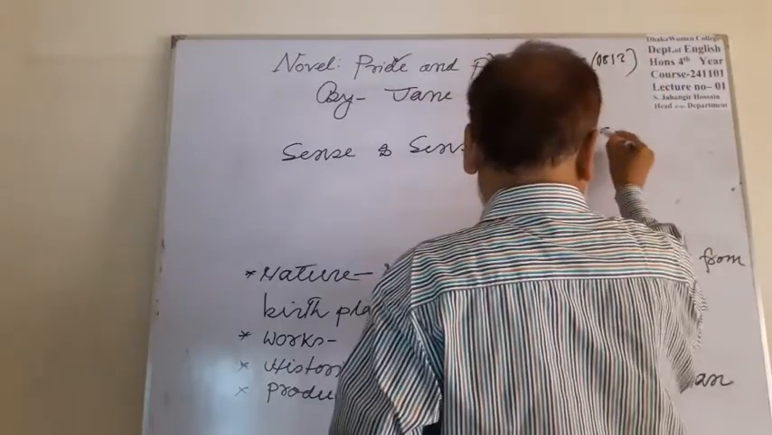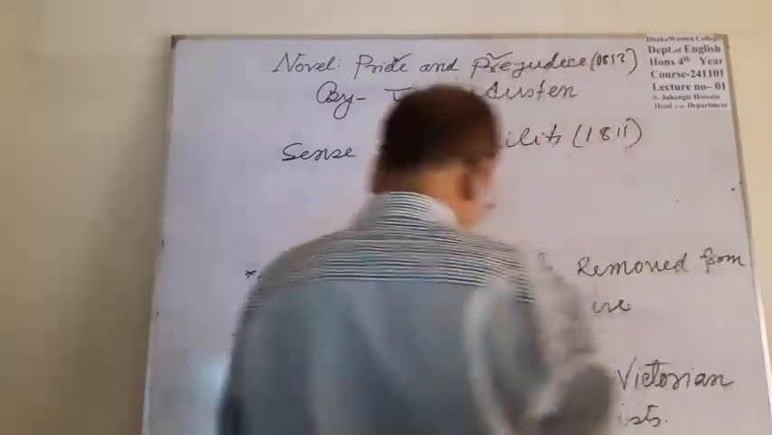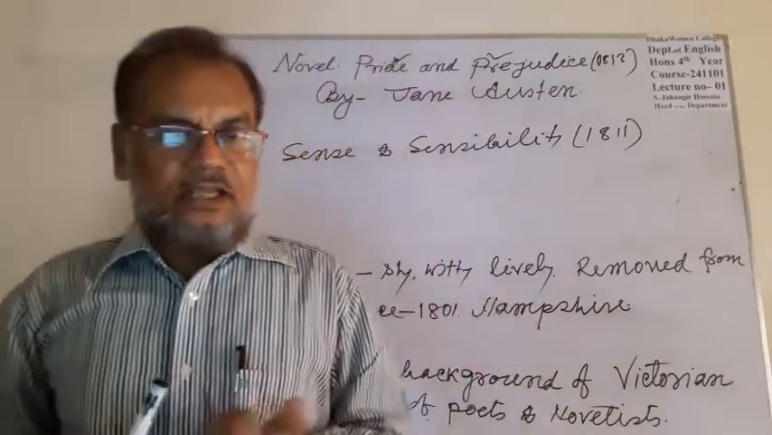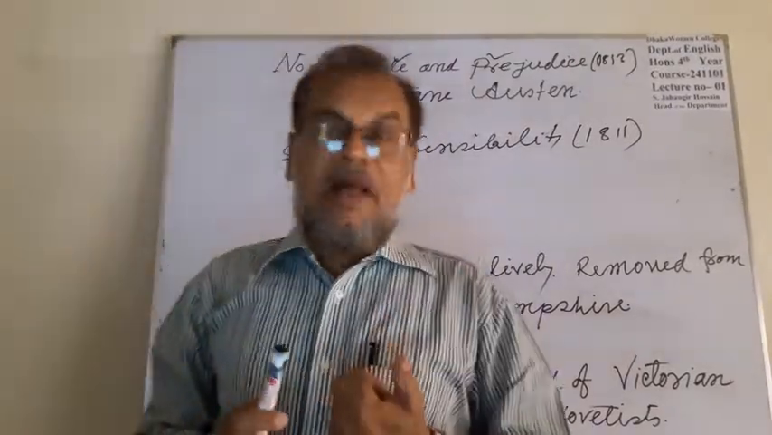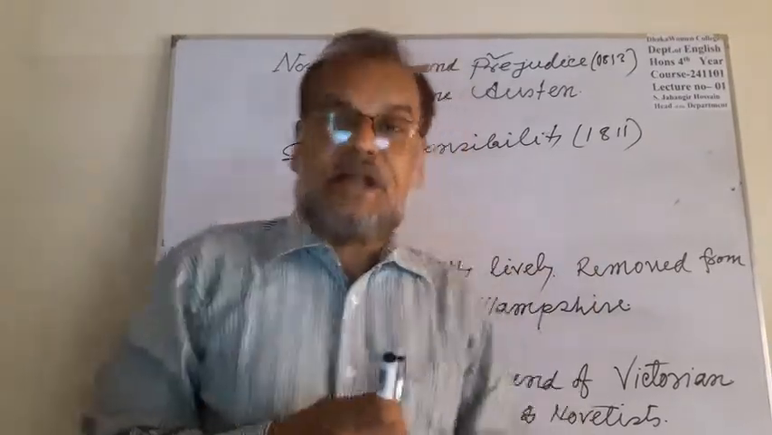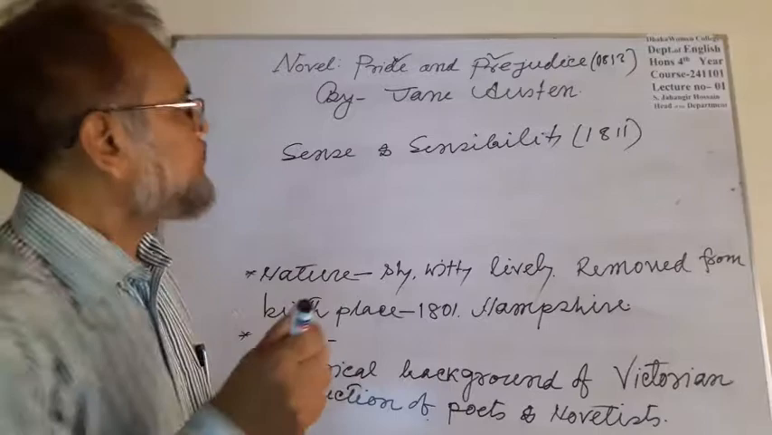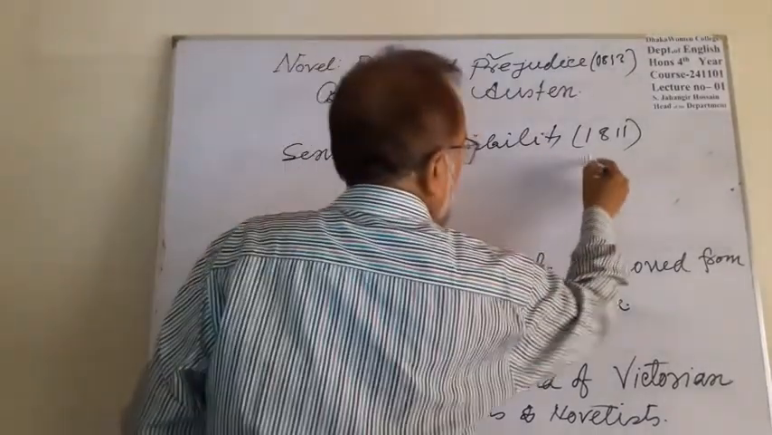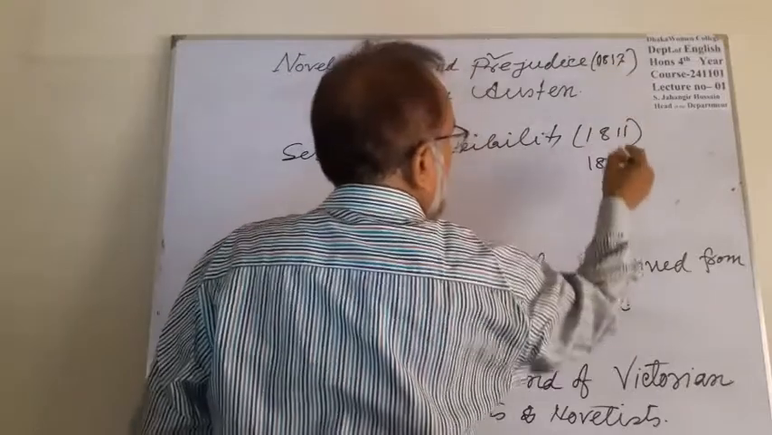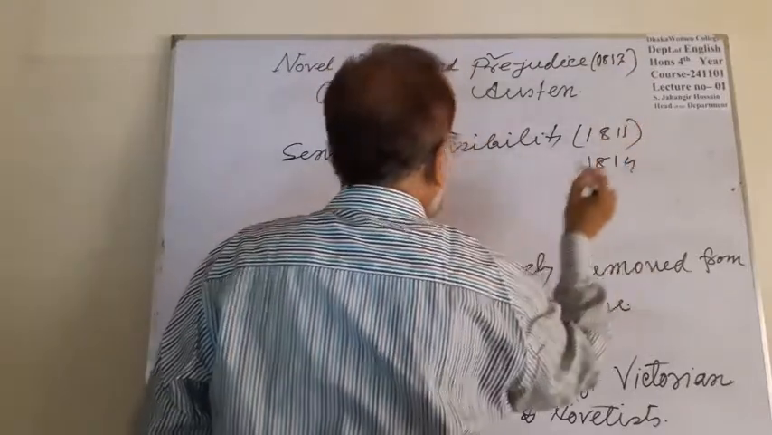And another novel, Mansfield Park, was written in 1814. That is 1811, 1813, 1814.